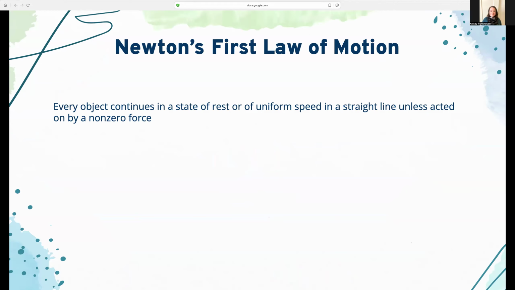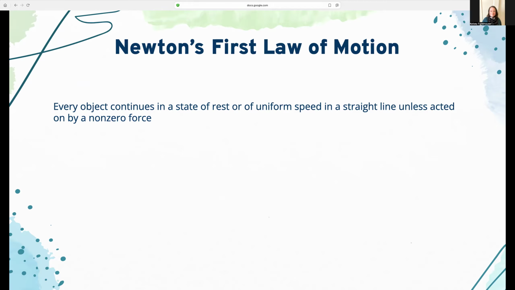So, every object continues in a state of rest or of uniform speed in a straight line unless acted on by a non-zero force. So, let's think about this first with the idea that it's hard to start a heavy object moving, but it's also hard to stop it once it starts moving. This relates to inertia.